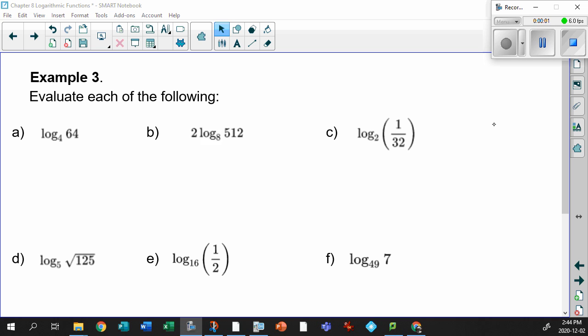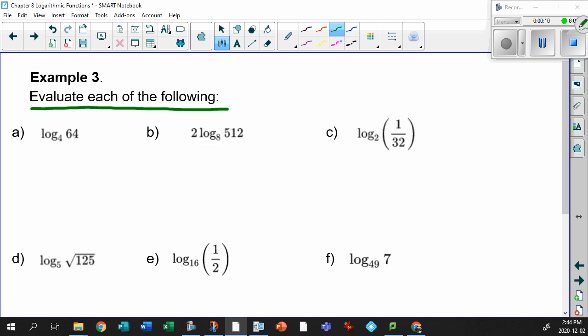Well, enough with the introductions. Let's get right into evaluating things. Come on, let's put all that we learned to work. Let's evaluate each of the following.